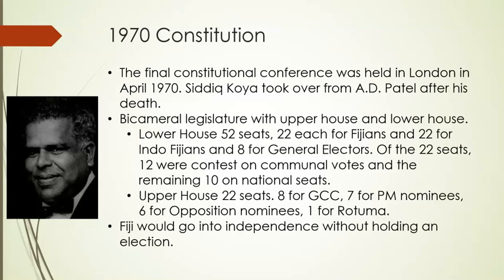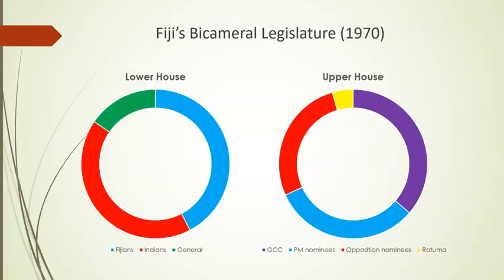And that was something that Sadiq Koya, the man pictured on the left, was more willing than A.D. Patel to compromise on, and it saw Ratumara as Fiji's first Prime Minister, taking Fiji into its era of independence. So we can see here a graphic depiction of how the new Parliament of Fiji in 1970 would be shared amongst the different groups, with crucially that communal element still preserved and Fijian paramountcy still preserved as well.